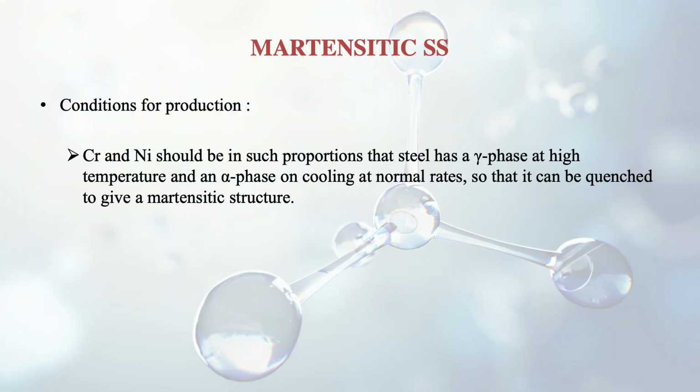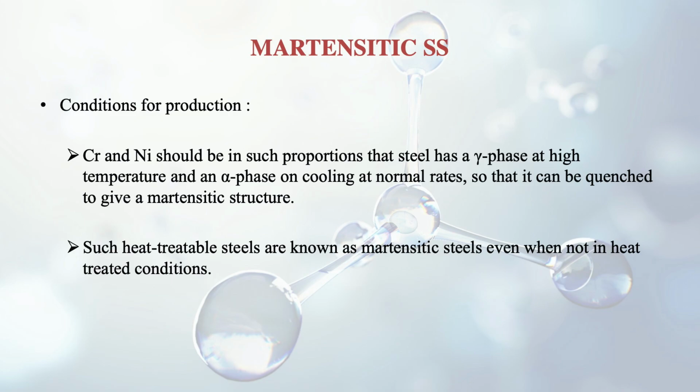So the last classification is the martensitic SS, and the conditions for production are as such: chromium and nickel should be in such proportions that steel has a gamma phase at high temperature. That means the chromium and nickel proportion should be such that only austenite is there at high temperature, and an alpha phase on cooling at normal rate. So when we cool this austenite, it should go into the ferritic type, that is alpha phase, on cooling. That is the condition. And why is it needed? So that it can be quenched to give a martensitic structure.